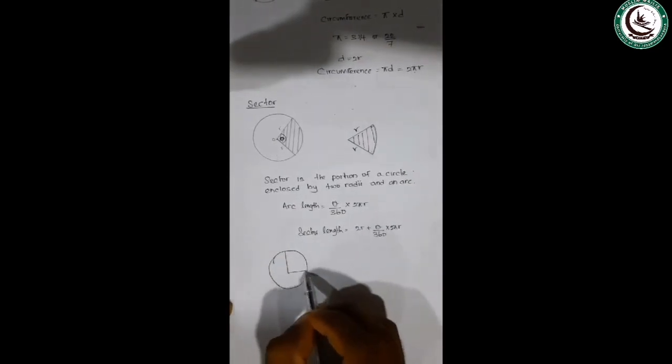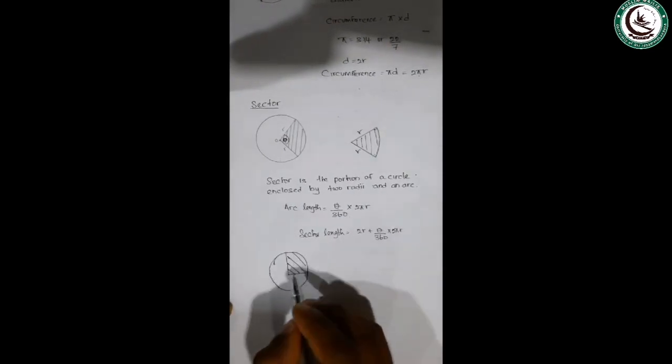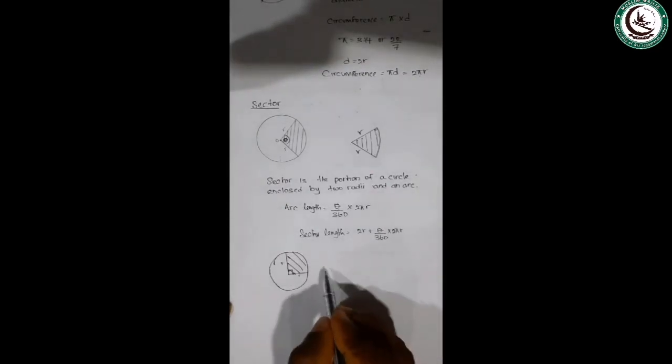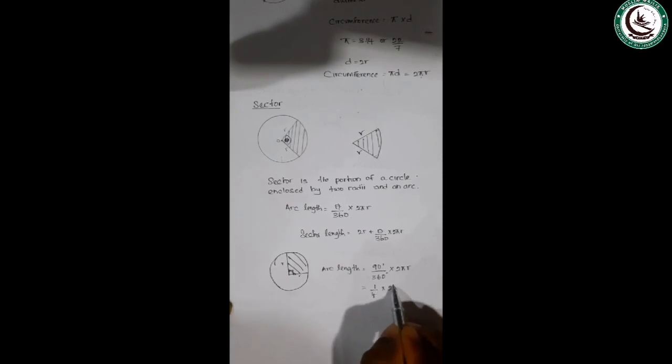So we have to find the sector that is of 90 degree. This is r and this is r. So the arc length would be 90 degree over 360 degree into 2 pi r, that is 1/4 into 2 pi r.